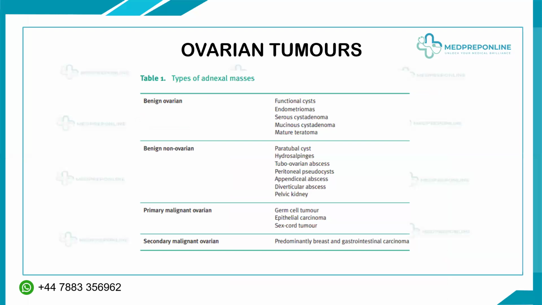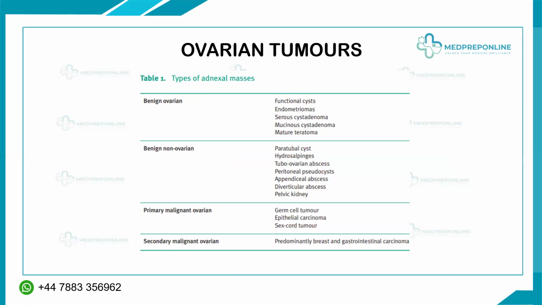Now coming to ovarian tumors. So what are the different types of adnexal masses that we see? Benign ovarian tumors are usually functional cysts. Then you have endometriomas, serous cystadenomas, mucinous cystadenomas, and mature teratomas, which are the most common seen in reproductive age group.